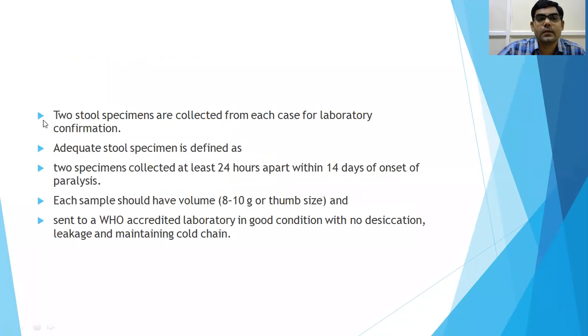So 2 stool specimens are collected from each case for laboratory confirmation. This is very important for community medicine. They will ask, how do you know that is adequate stool? We have received adequate stool specimens: 2 specimens collected at least 24 hours apart within 14 days of onset of paralysis. Each sample should have volume 8 to 10 grams or thumb size of the patient, and sent to a WHO accredited laboratory in good condition with no desiccation, leakage, and maintaining a cold chain.